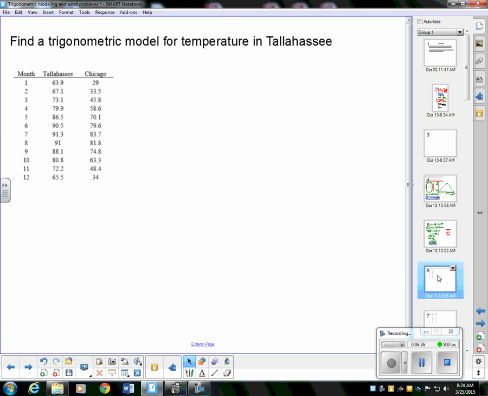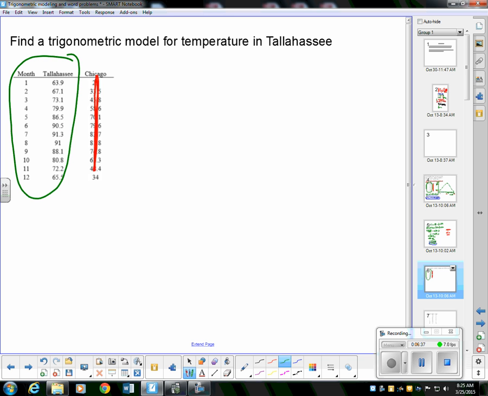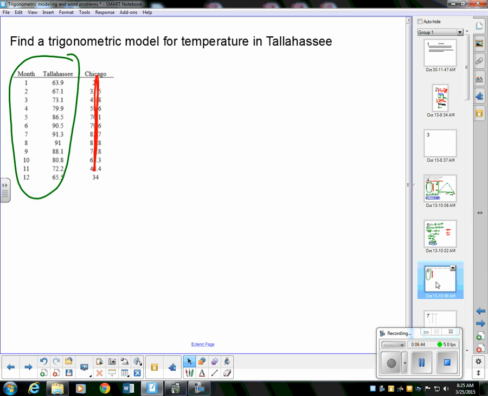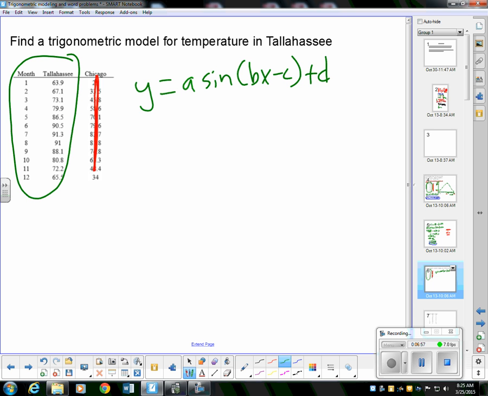So here's the same data right here. The same data, and again, we're not concerned about Chicago at all. We're only concerned about Tallahassee. And we've already drawn the graph on there, so we know basically what the graph should look like. So if we're doing this by hand, remember our equation looked like this. It was y is equal to a times the sine of bx minus c plus d. Remember in the calculator it was bx plus c plus d. We use minus c. That's just the way the format is in the book.